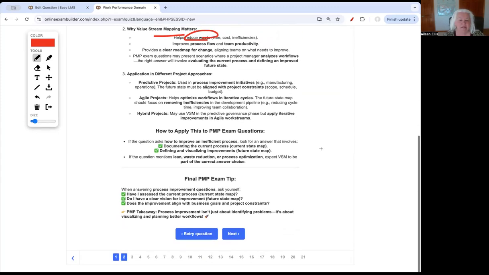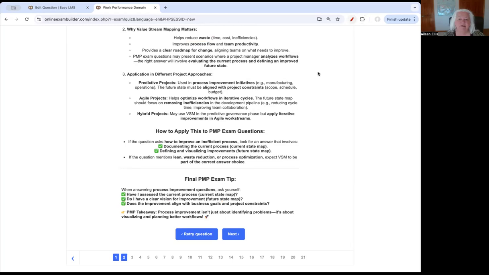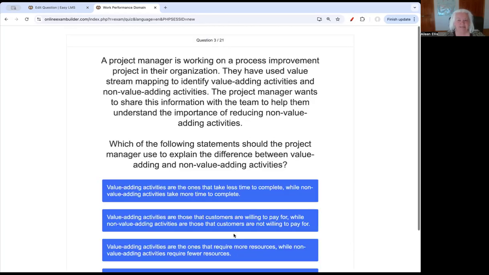It keeps going. How does this idea relate to predictive and agile? How to apply this on the exam, and then the final PMP exam tip. Current state, clear vision for the future state. Process improvement isn't just about identifying problems, it's about visualizing and planning better workflows, the future state. Again, pause the video if you need to look at this in more detail.